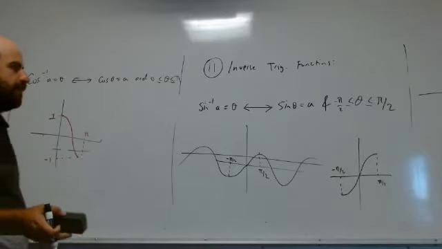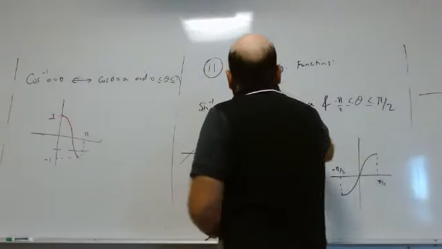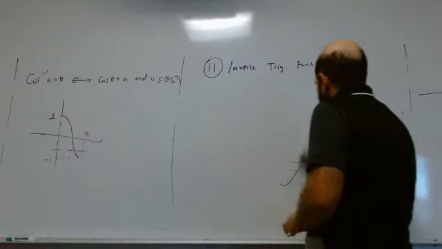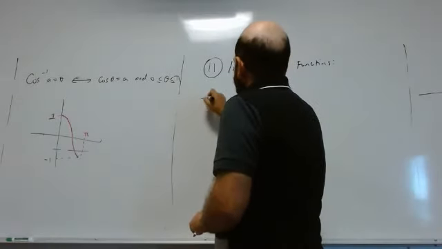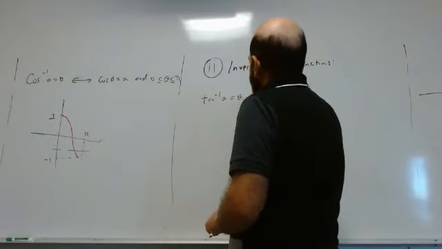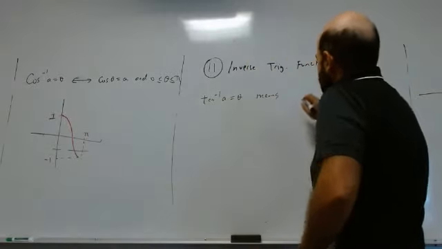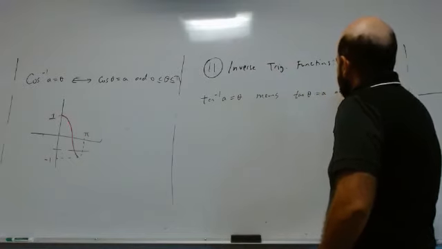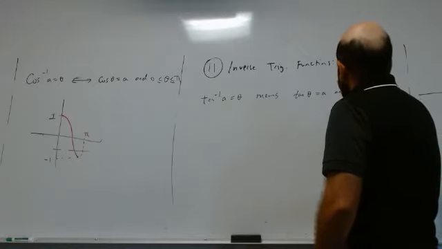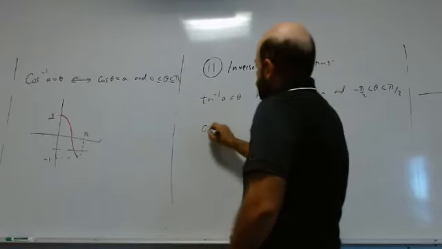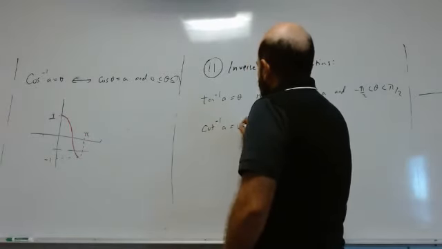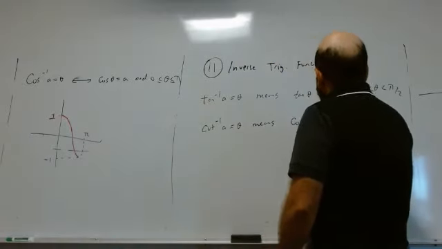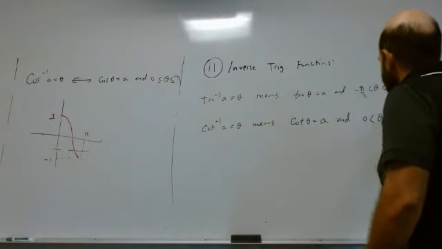And similarly for tan and cotan, so tan inverse A equals theta means tan theta equals A, and theta between minus pi over 2 to pi over 2. And cot inverse A equals theta again means that cot theta equals A, and theta between 0 to pi.